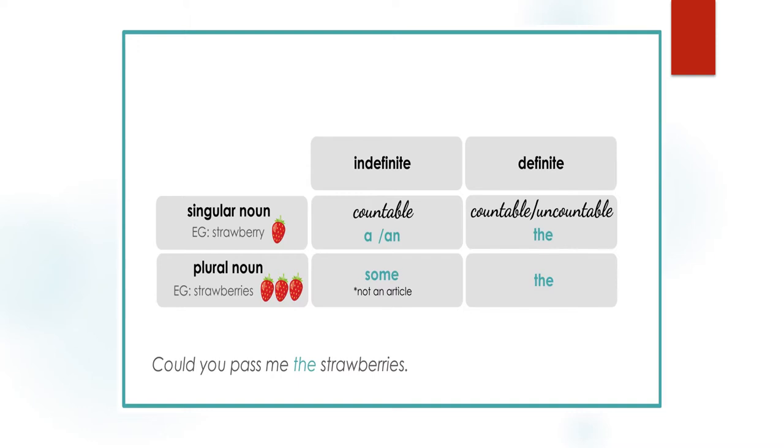Now let's take a look at when you are using the definite the. Could you pass the strawberries? You know very well, when we are talking about the, we are being specific. We are not giving any general statement. We are talking about a specific thing or person.